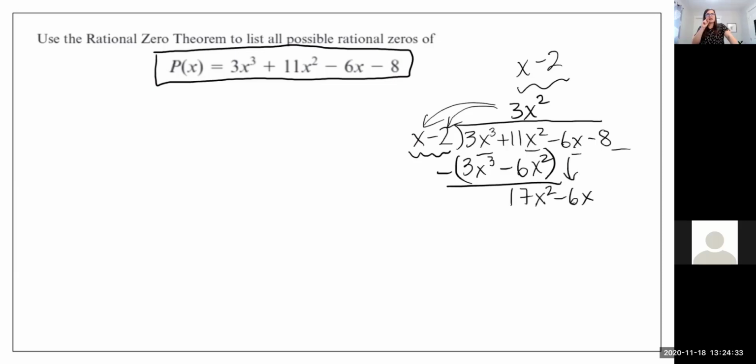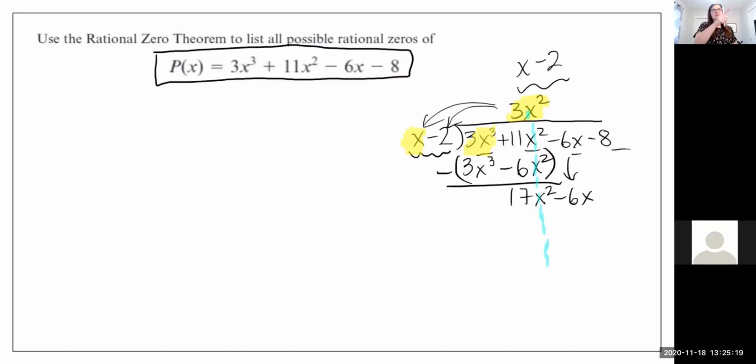Can everybody see how we chose that 3x squared? Why did I choose 3x squared there? I was looking at those parts. I was thinking, what do I multiply x by to get 3x cubed? So that's what I needed there. And I put it above the x squared so that all of the x squared terms are always above each other, because you want to preserve place value.